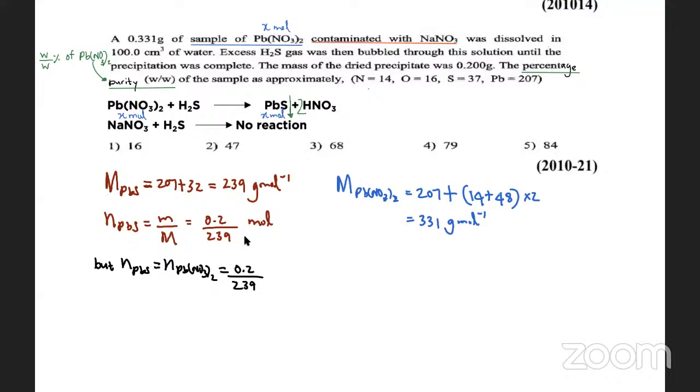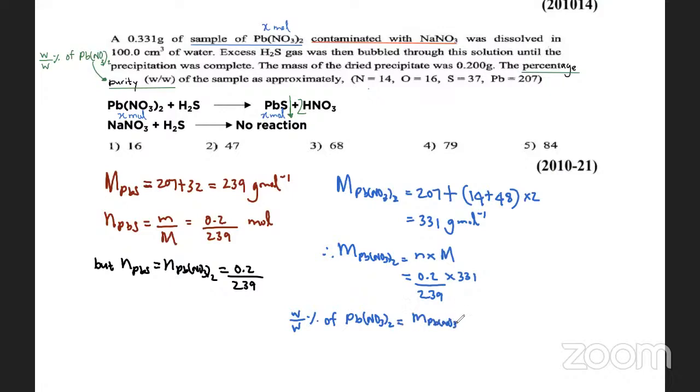I have the number of moles of lead nitrate. I know the molar mass of lead nitrate. Using those two, I can find out the mass of lead nitrate. So, mass of lead nitrate is equal to number of moles into molar mass. Number of moles 0.2 over 239, molar mass 331. Still, I'm not dividing it. Now we have to find out the mass percentage of lead nitrate, that is the percentage purity. How do I do that? That is again mass of lead nitrate over total mass into 100.